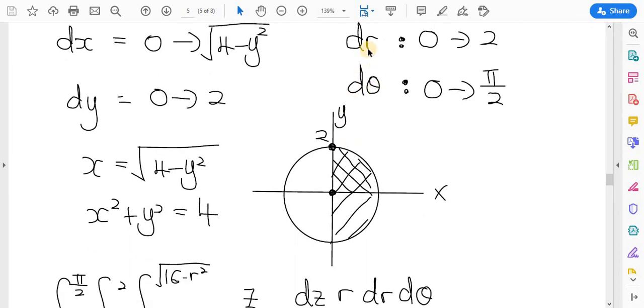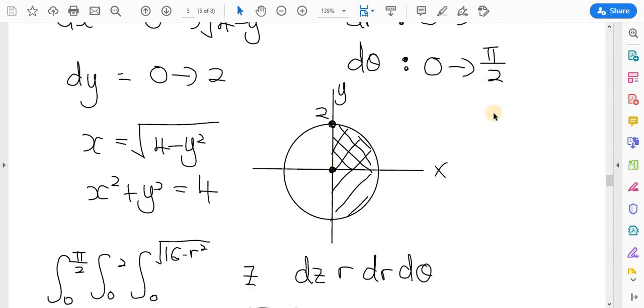As for our r, the radius of this region will always remain 2. So it will be from 0 up to 2. And for the theta, the angle is 0 up to 90 degrees, right? 0 up to 90 degrees. So it will be 0 up to pi over 2.